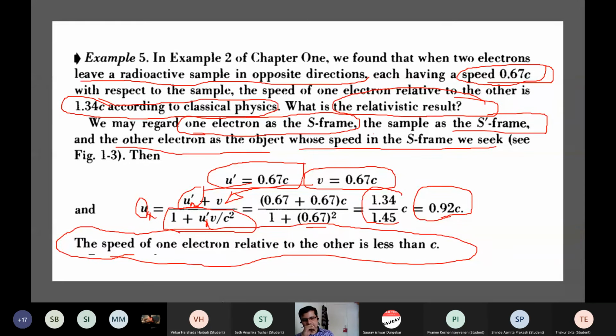The resultant one. For this particular problem, two electrons are ejected in opposite directions, and you need to put in the resultant formula. If the relative velocity of the electrons is lesser, then correspondingly the velocity addition one is also lesser, comparable to the speed of light. Get it?